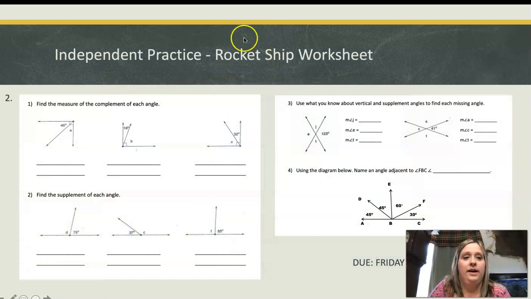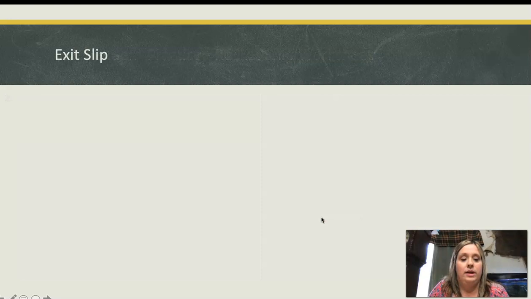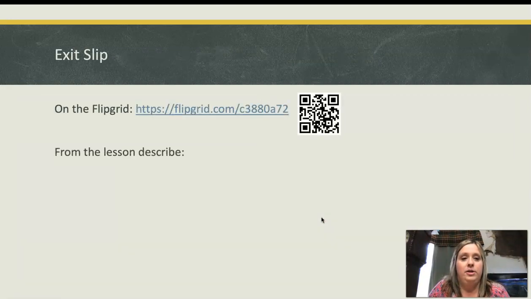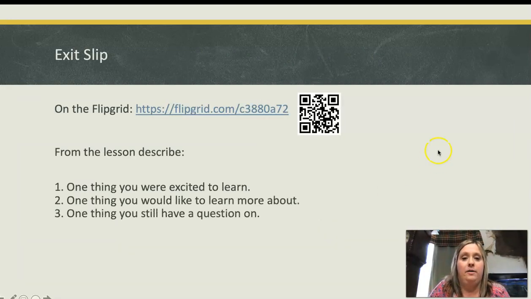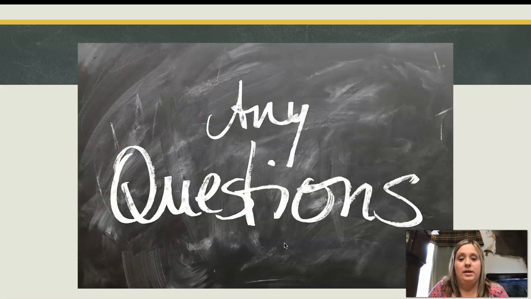And then we're going to find the complement of these angles, the supplement, the vertical, use the vertical to find the measurements, and then you're going to use the diagram to find the adjacent angles. And then when you're done, you're going to be creating an exit slip on Flipgrid, a real quick video for this lesson. One thing you were excited to learn about, one thing you'd like to learn more about, and one thing you still have a question on. And that's due today. And everything else is due Friday.